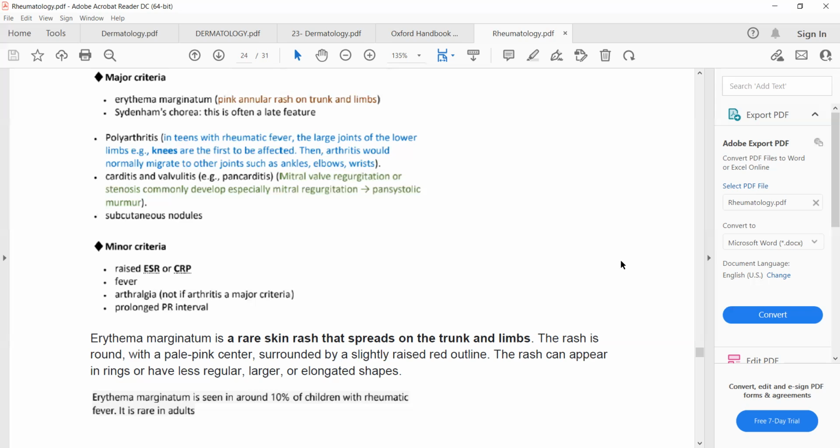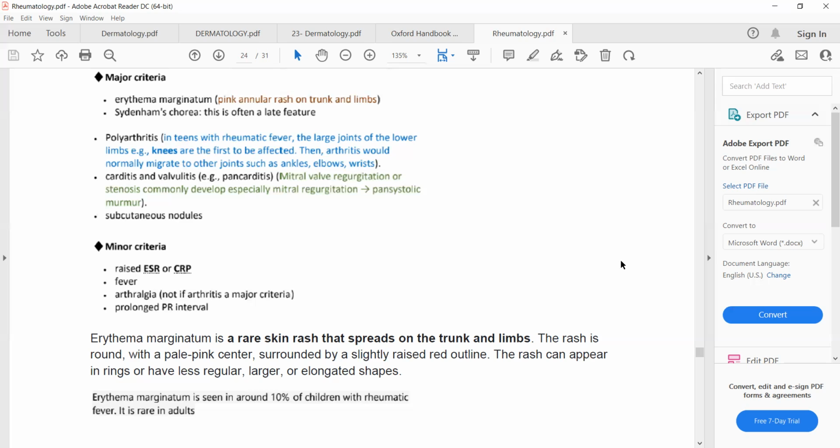So the first major criteria is skin involvement, that is erythema marginatum. Second is brain involvement, that is chorea. Third is joint involvement, that is polyarthritis, that is usually migratory. This arthritis migrates from one joint to another, then to another. And heart involvement can result in pericarditis, endocarditis, or epicarditis. Any kind of carditis can develop.